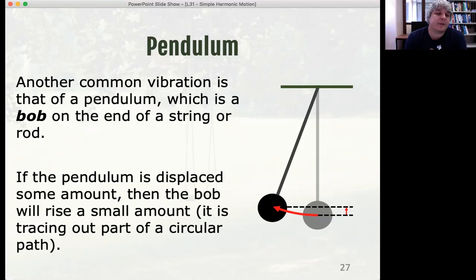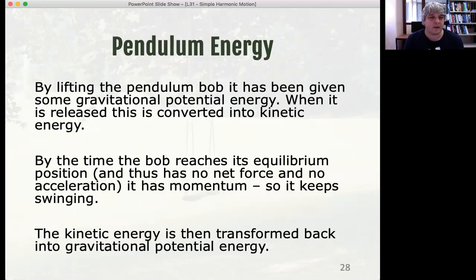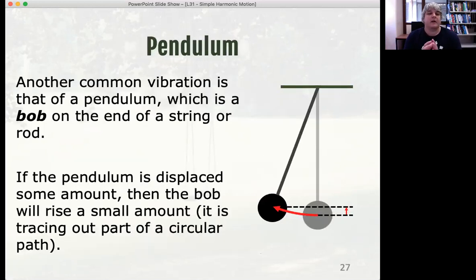The terminology for a pendulum is that we call the mass at the end of the string or rod a bob, right? And then the string or rod that we have hanging the bob on is expected to be pretty rigid. I'll talk about that in a second. If the pendulum is displaced some amount, so you pull it one way or the other and then let it go, it will just swing back and forth, tracing out part of a circular path.